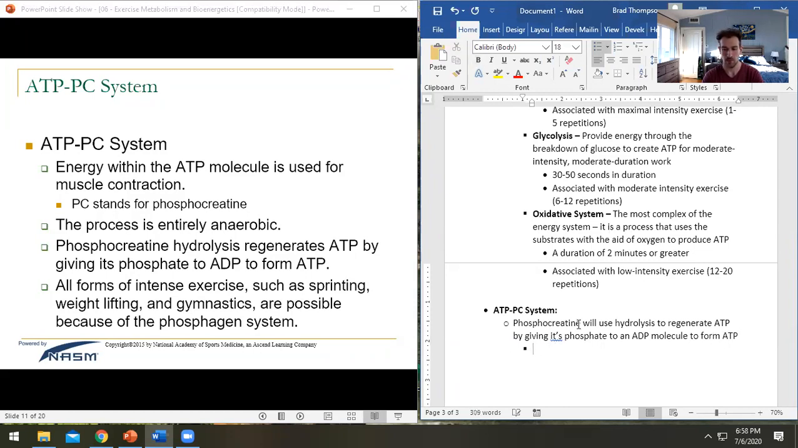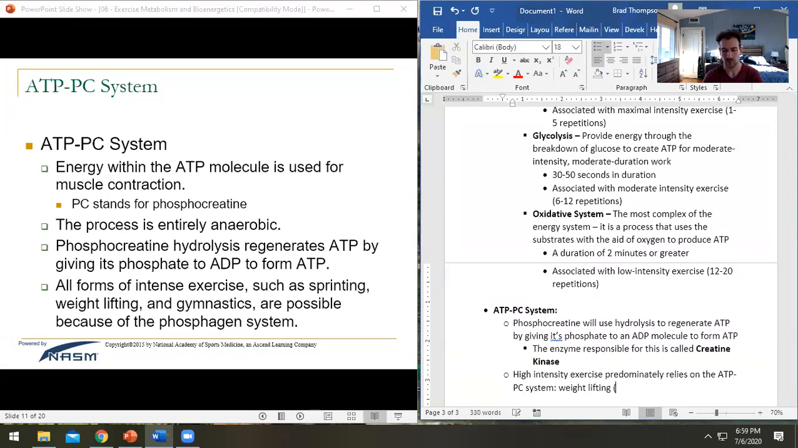The enzyme responsible for this is called creatine kinase. Okay, creatine kinase is the enzyme that allows that to occur. So all forms of intense exercise, such as sprinting, heavy weightlifting, gymnastics, are all possible because of the phosphagen system, right? So heavy weight lifting, high intensity exercise predominantly relies on the ATP PC system.